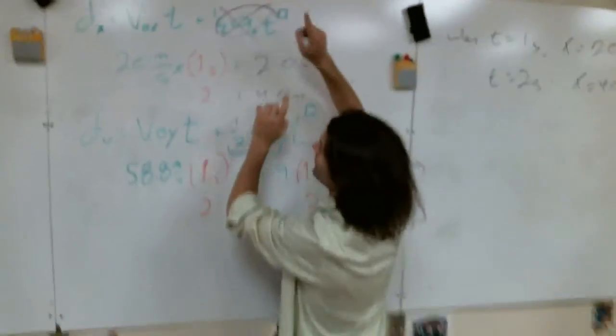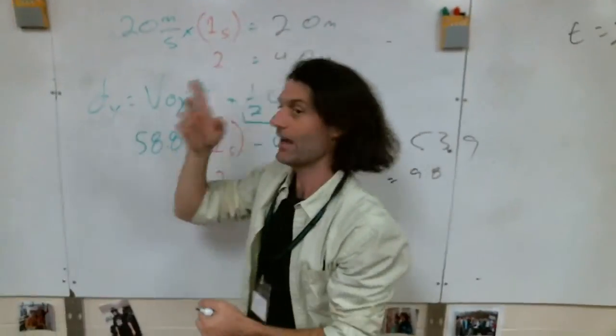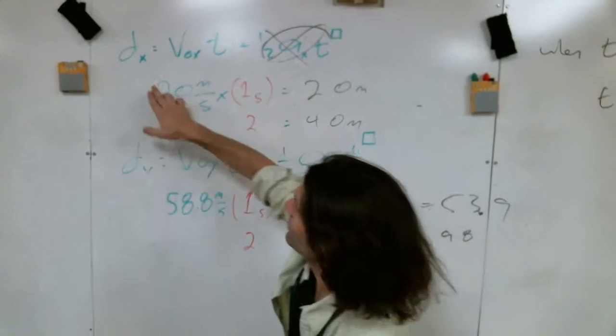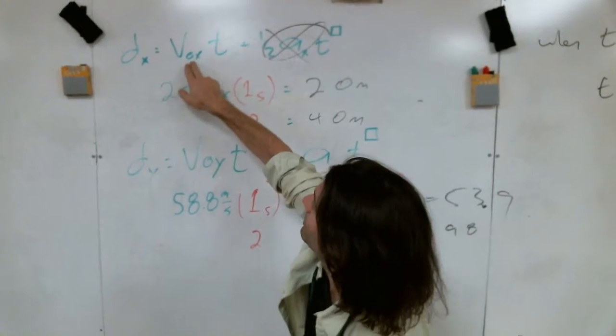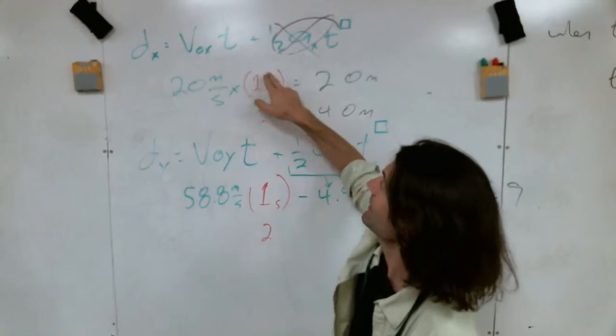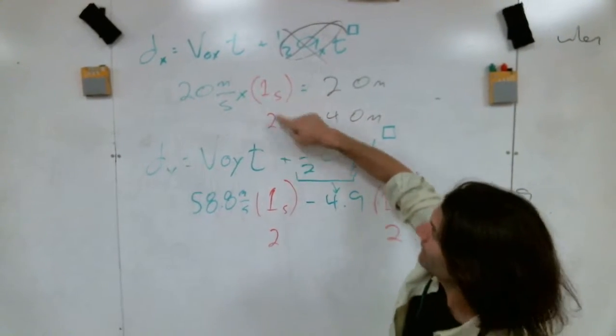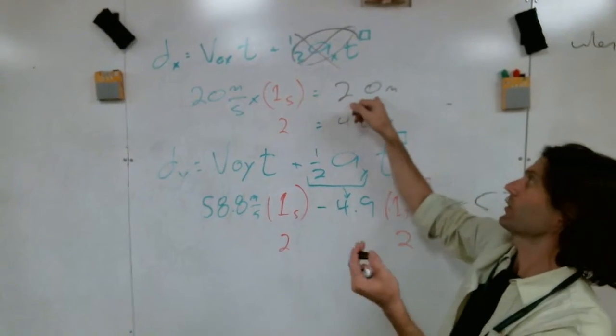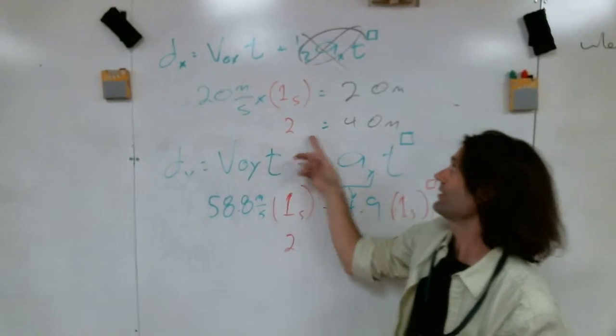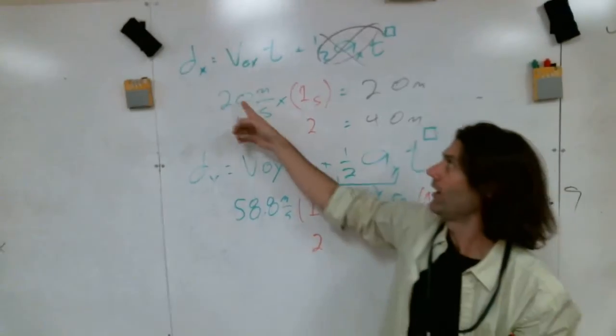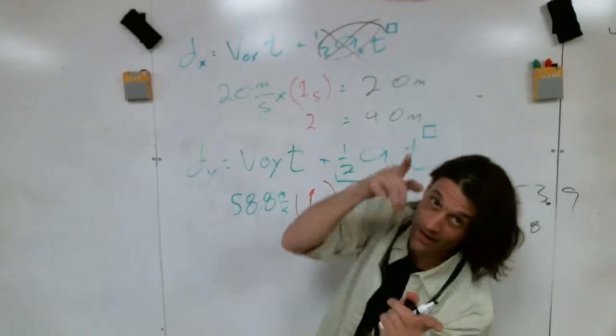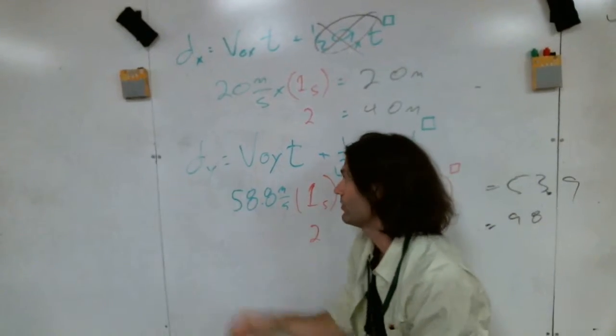So when you go to put numbers in here for the math for the homework, what you do to figure out the distance in the x is wherever the VOX is, put a 20, and the time just changes based on whatever time it's given. 1 second later, you're 20 meters away. 2 seconds later, you're 40 meters away, and so on, just in the x direction.